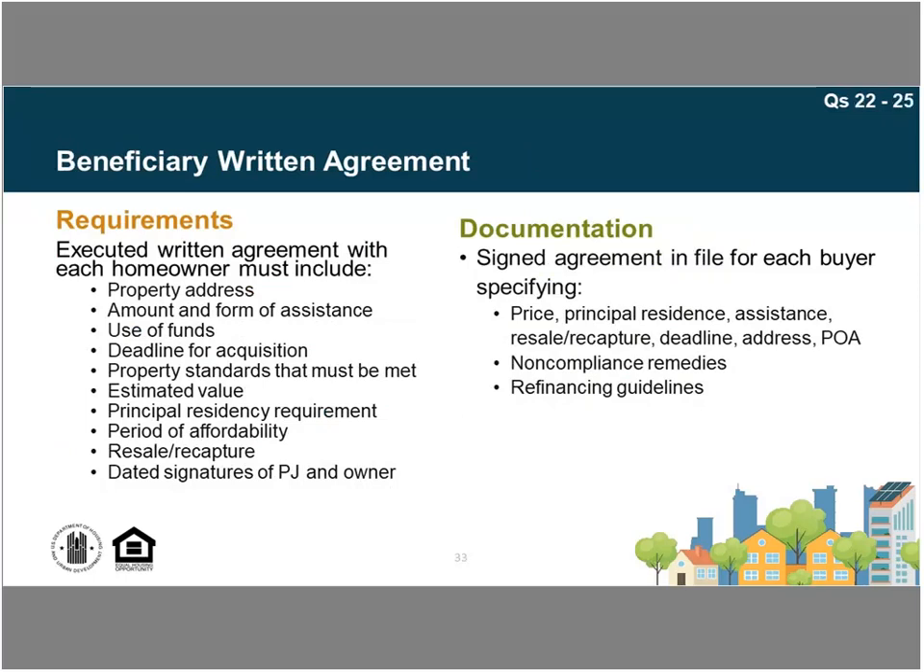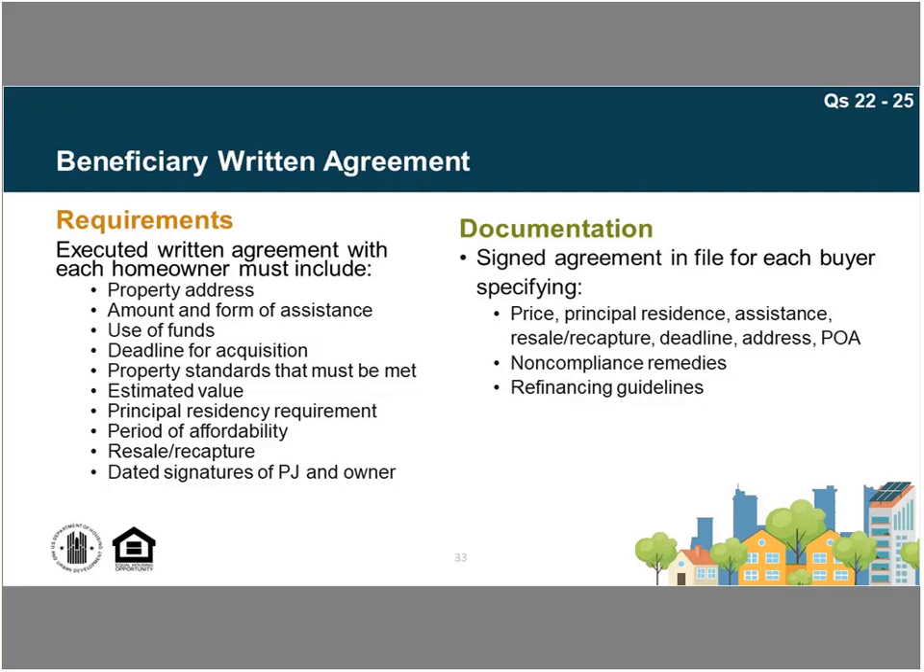I've mentioned several times already the beneficiary written agreement. Remember, in the HOME program, as I say in training, everybody in the food chain has to have a written agreement. You can't have HOME funds unless you have a written agreement that documents your use and compliance requirements for those HOME funds. So we have to have an executed written agreement with each owner, separate from the note and mortgage or deed restrictions, that includes all those things you see on the left-hand side.